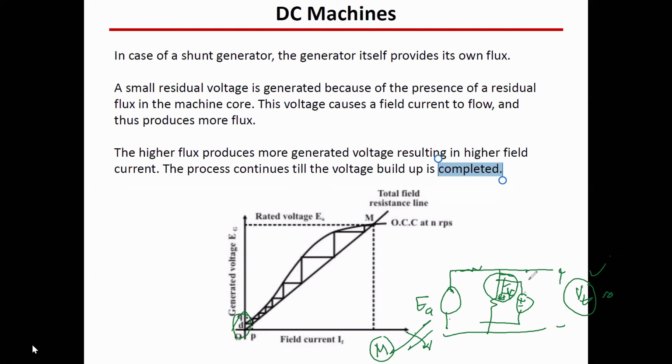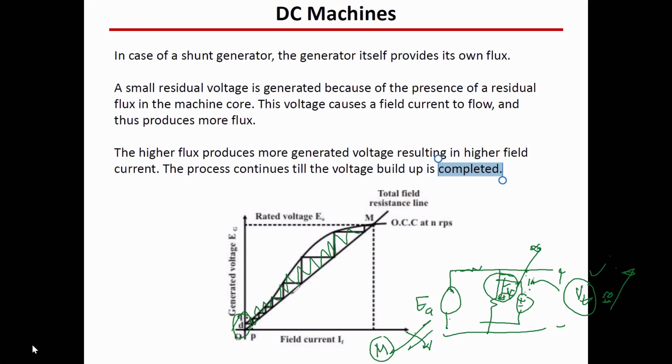So let's assume that this is 1, this is 10. So what will happen after that? We start to generate small voltage. And this small voltage now will contribute more to the field. So the field current will start to increase. If field current starts to increase, the voltage also will start to increase. This is basically represented here, which is called the build-up characteristics of the shunt motor.